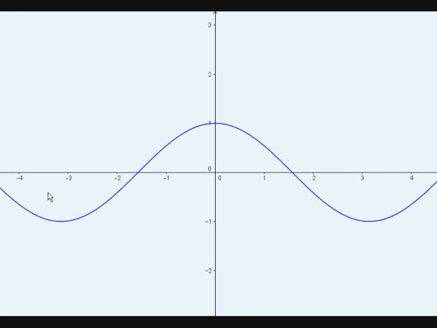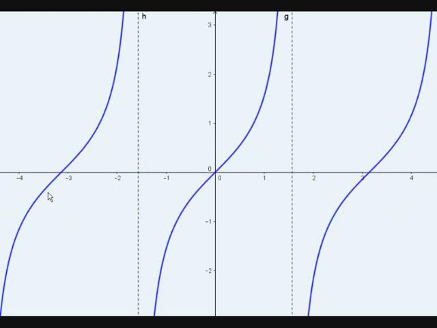Okay, now let's discuss tangent. As you can see, this is the tangent function. This is also periodic. The domain of this function is R minus (2n plus 1) pi by 2, the odd multiples of pi by 2. Now the range of this function is, as you can see, it extends from minus infinity to infinity. So the range of this function is R.